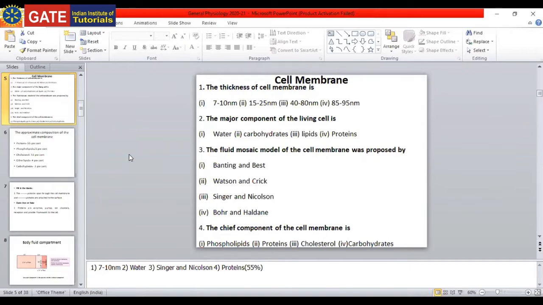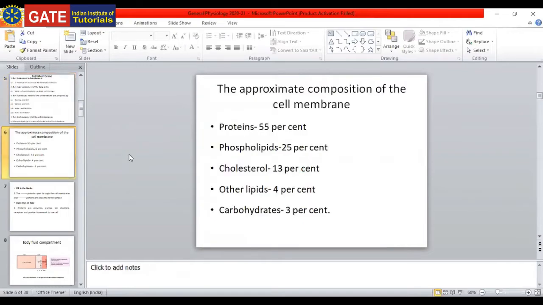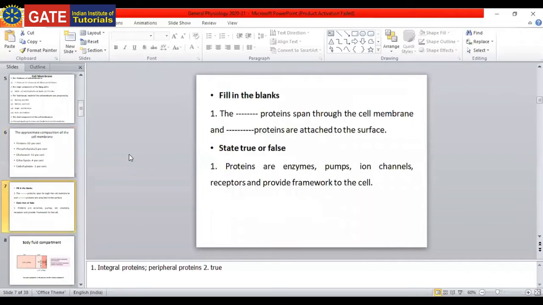This fluid mosaic model, it was proposed by anybody? Singer and Nicholson. Very good. The chief component of the cell membrane is? It's phospholipids. Proteins. Sorry, it is the proteins. Okay, so you can see here the major component is the protein, that is 55%, and the rest is all less than that.